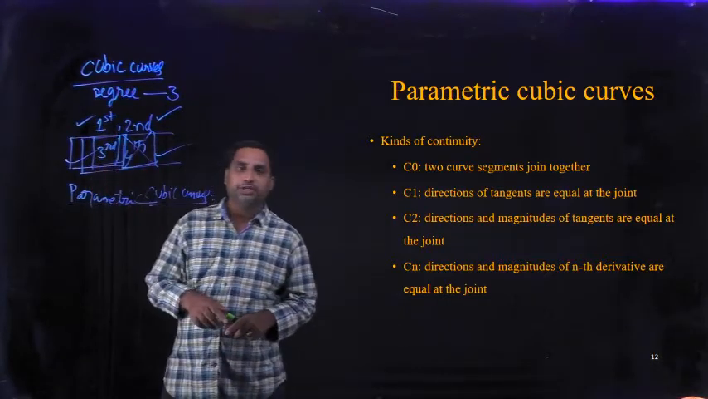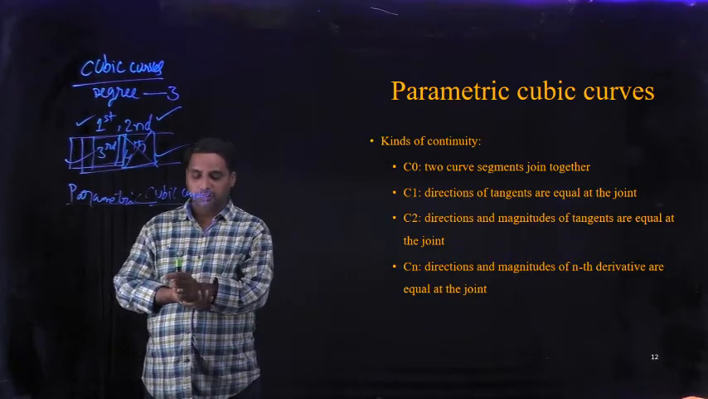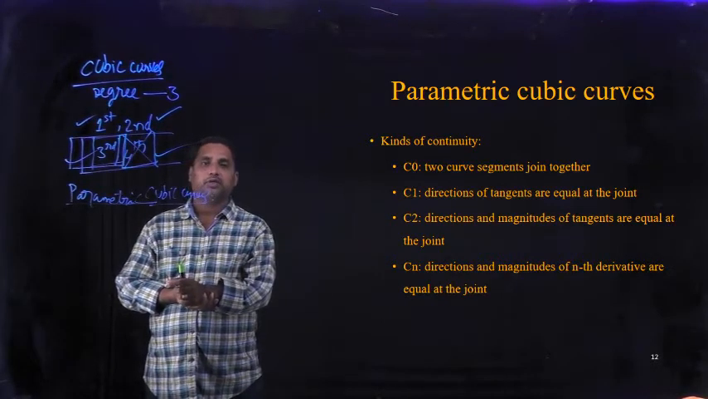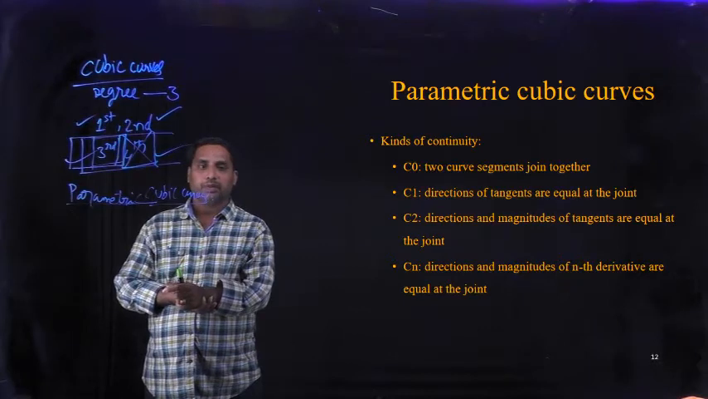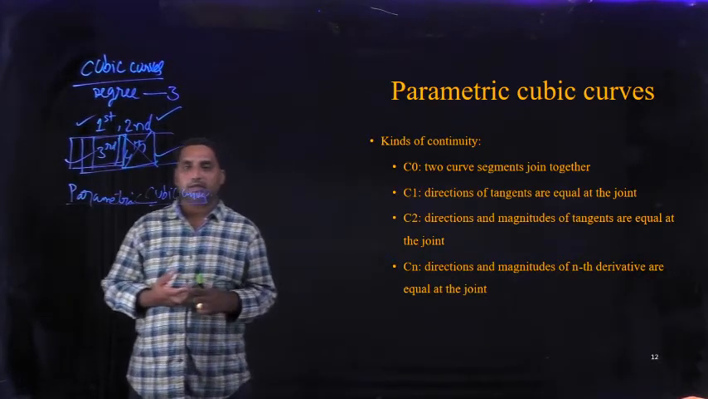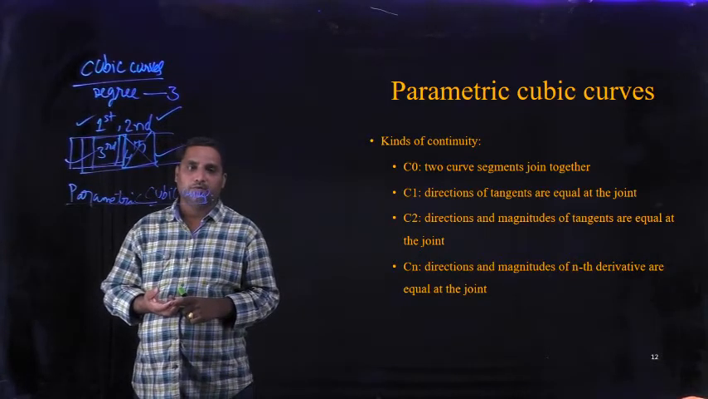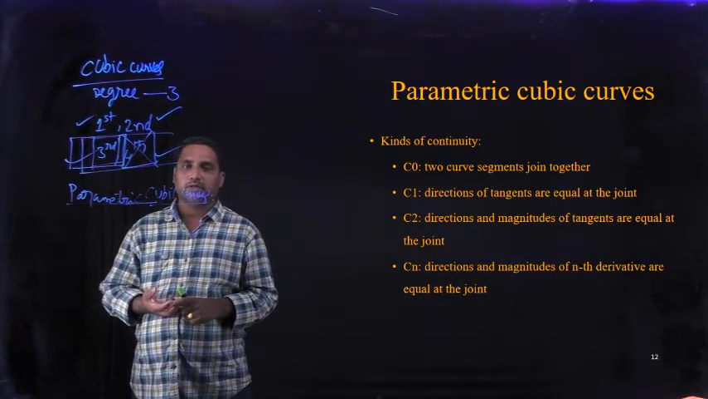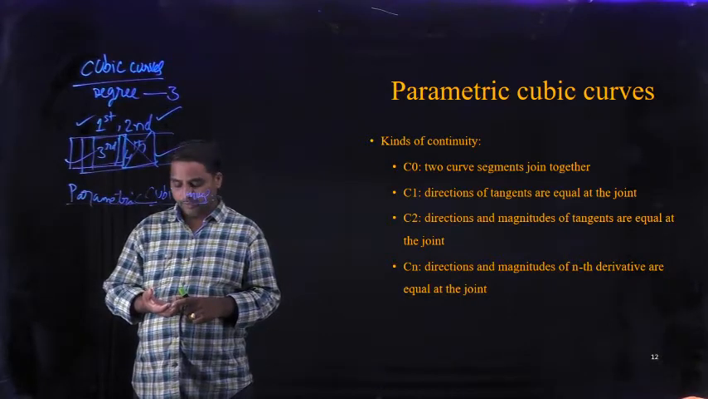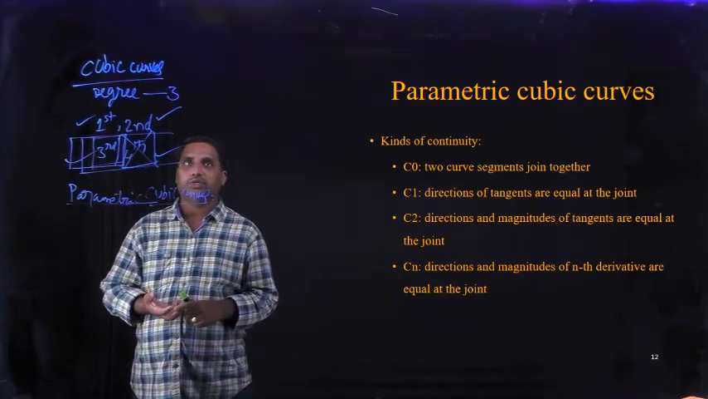Next, continuities, kinds of continuity. What is the meaning of continuity? What are the different types of continuity? In these parametric cubic curves, you can consider a cubic curve as a higher degree curve when compared with first degree and second degree curves. Why we go for the cubic curves, I explained. Next one is continuity.